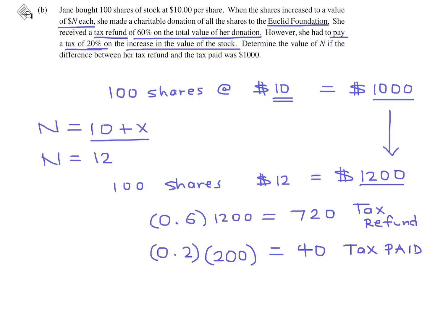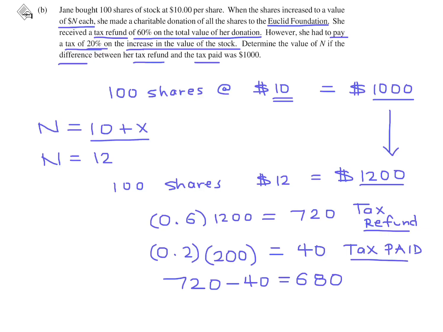All right? Now they're saying that the difference between her tax refund and tax paid, in their question they're saying 1,000, but in our question we have to figure that out. So the difference between the tax refund and the tax paid for us is 720 minus 40, which is 680. All right? So I hope you understand that. If you do, I can now move forward with the X's. All right? Okay, so here we go.